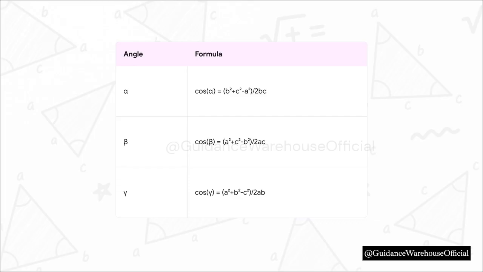All right, let's shift gears to our second big scenario, side, side, side. What if you know all three sides of a triangle but zero angles? Well, we can actually take our standard law of cosines formula and just rearrange it using some basic algebra to isolate the angle. Notice how the formula is structured here. The cosine of angle alpha equals b squared plus c squared minus a squared, all divided by 2bc. It's the exact same formula we just learned, just shuffled around so we can solve for an angle.